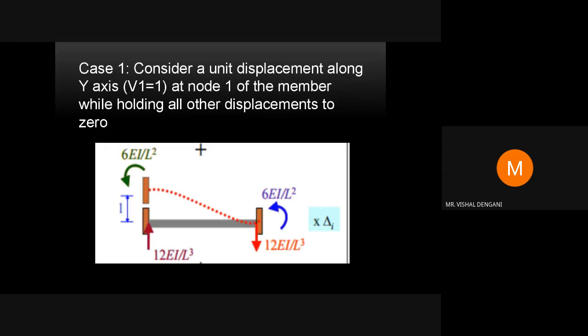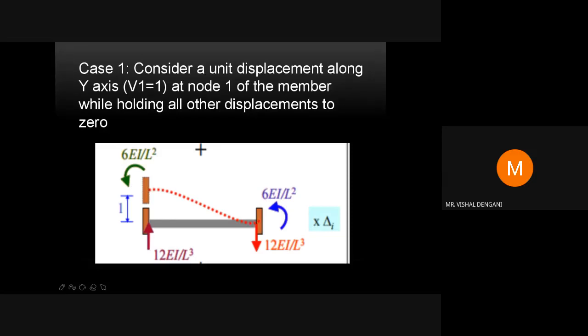So from this equation, 6EIδ/L², what is the value of K? K is the stiffness coefficient. 6EIδ/L² is similar to K into δ. So what is the value of K? K is 6EI/L².